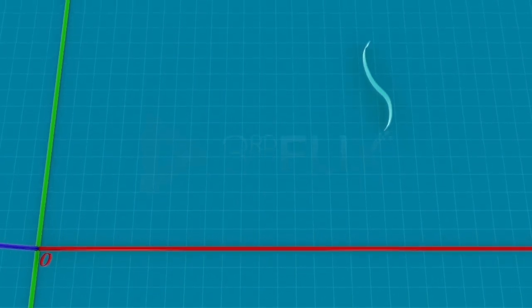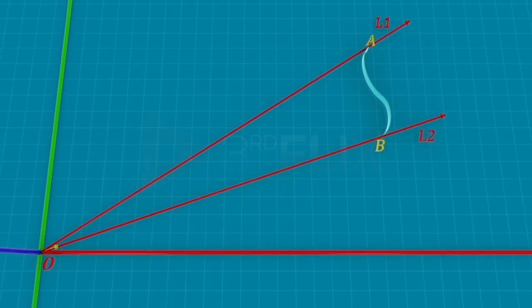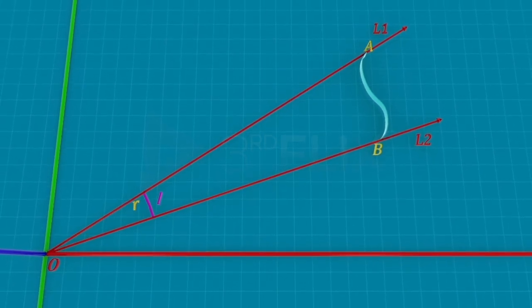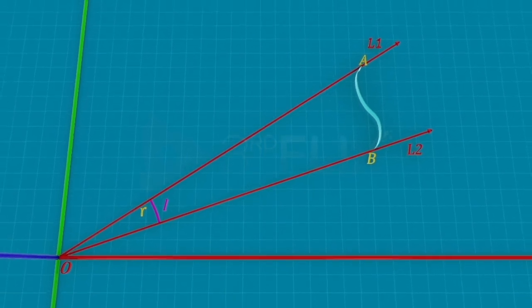Consider a curve and a point O on the plane. Let A and B be the peripheral points of the curve. Let us draw two lines L1 and L2 starting from O, which pass through A and B respectively. Consider an arc of radius r, taking O as the center, that is enclosed between the lines.